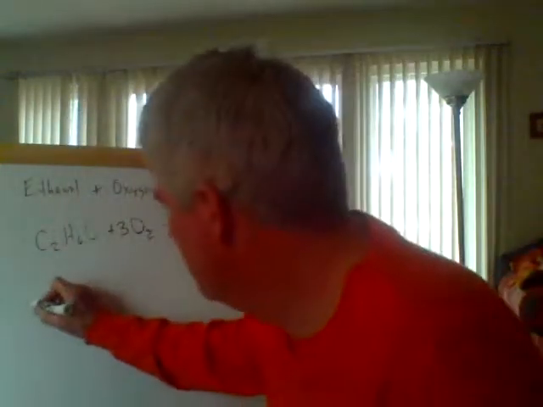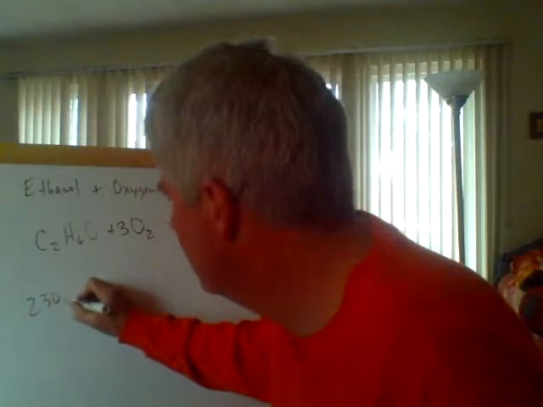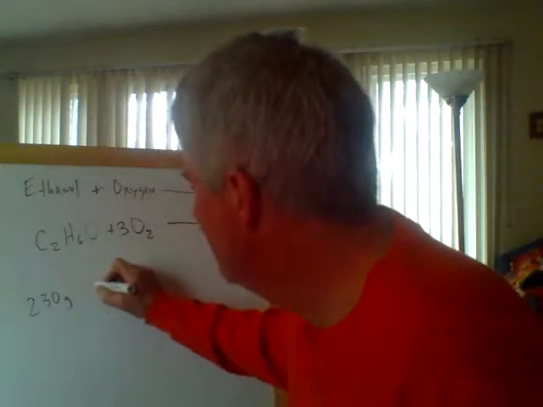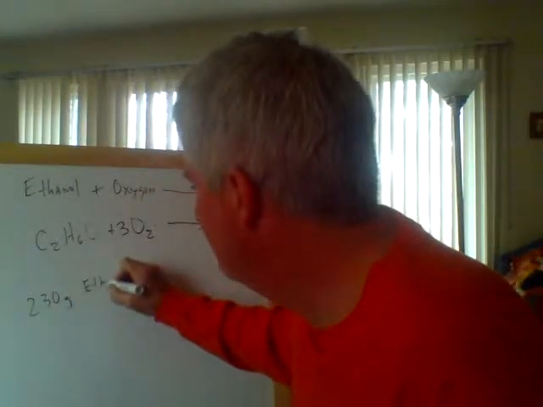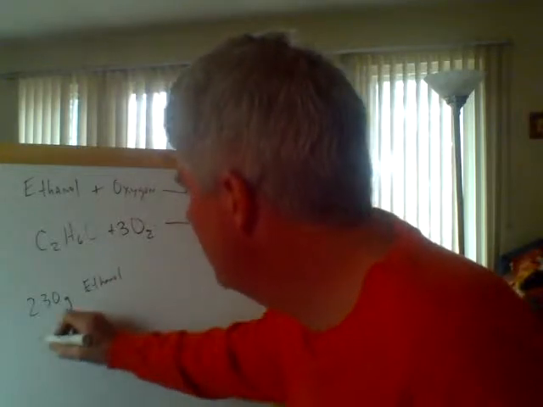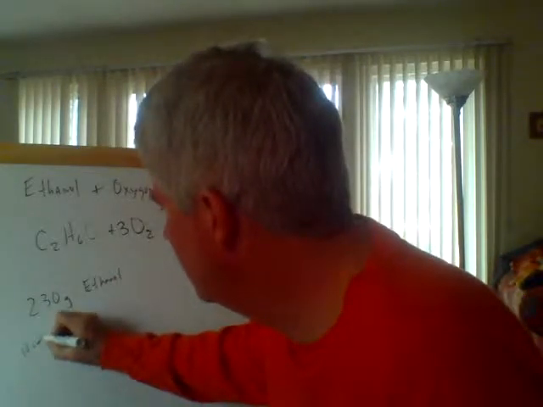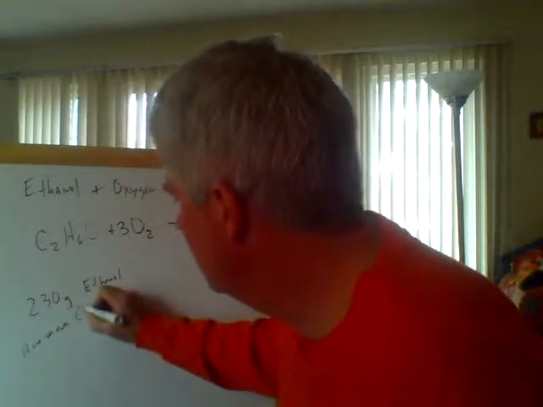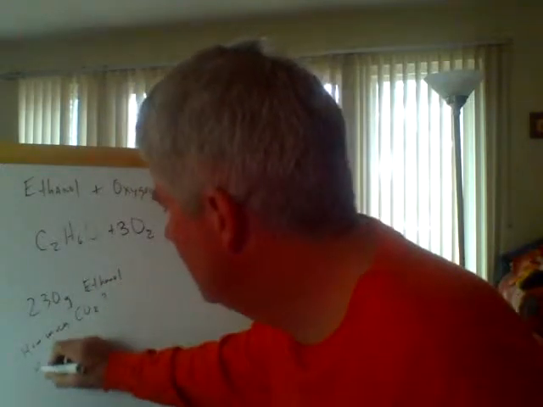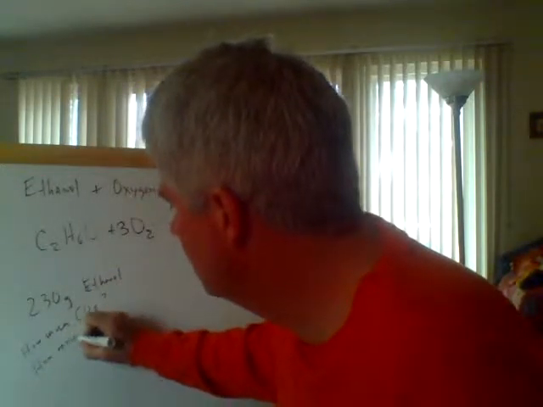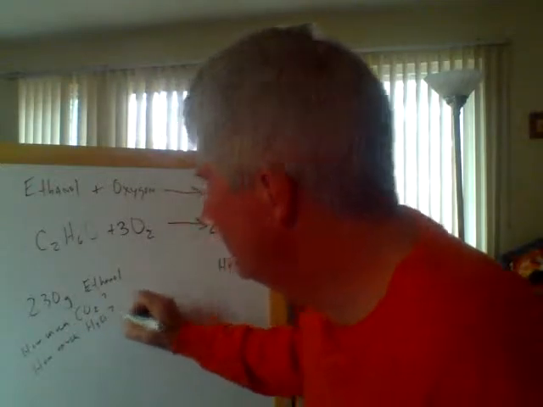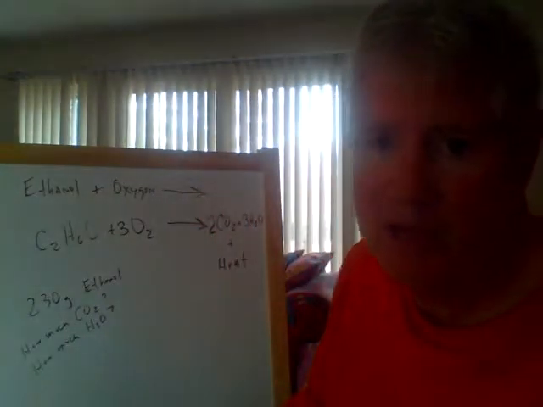Okay, so again, you have 230 grams of ethanol, and you're asked how much CO2 is produced and how much water is produced when you burn that much ethanol.